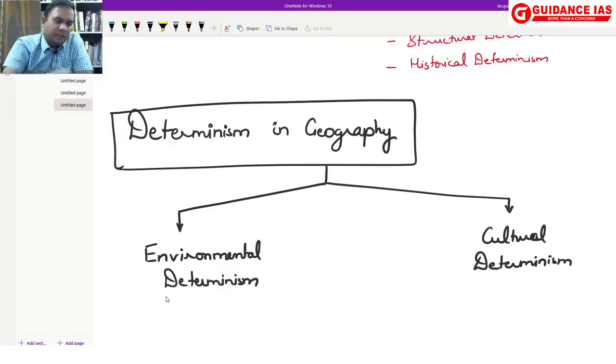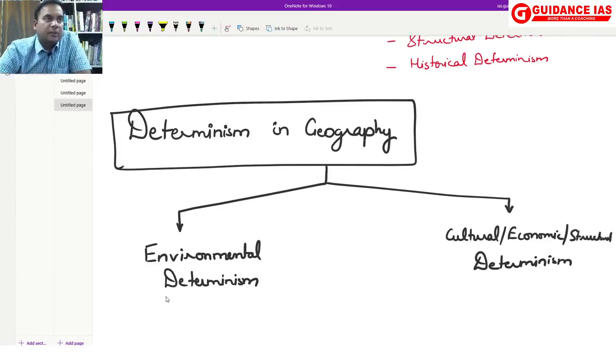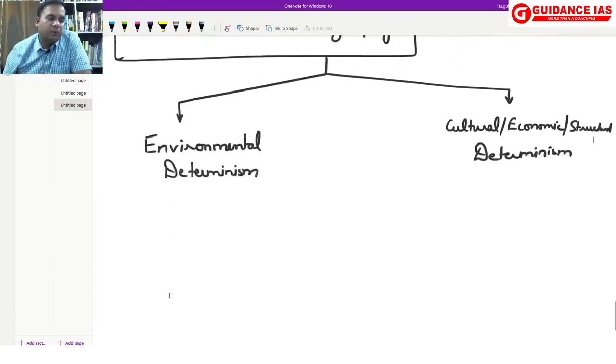Or I'll write to clarify: cultural, economic, structural, etc. determinism. Okay. So it has been used in geography in two ways: environmental determinism and cultural, economic, structural determinism. And both of them are scientific. Both of them are trying to establish some kind of cause-effect relationship. Okay. Now this much is understood.